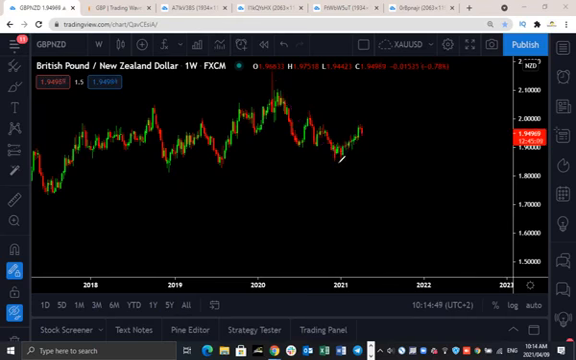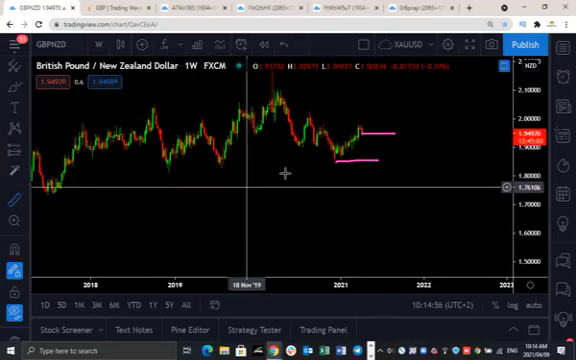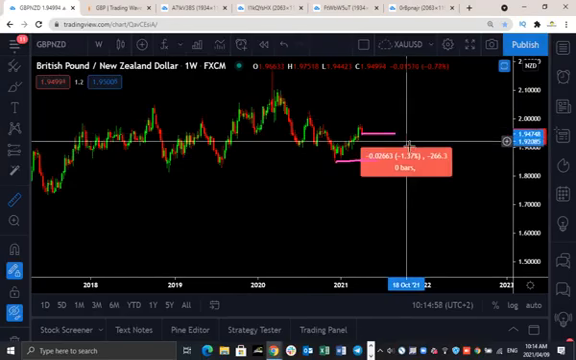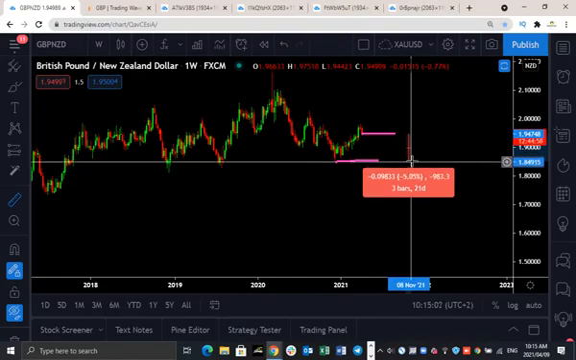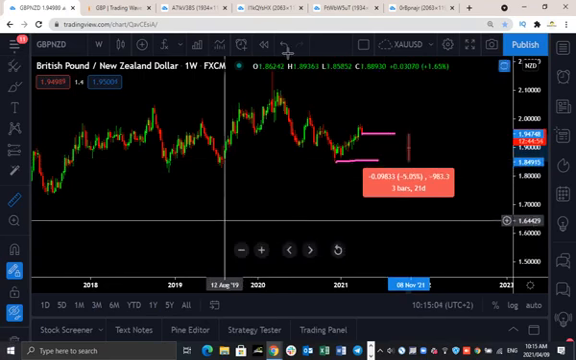Now, look at this. If we do break to the downside, our next target is here. Check from where we are to where the target is. Even though we're not going to trade this in one move, that is almost 1,000 pips. So that is what we're looking at.